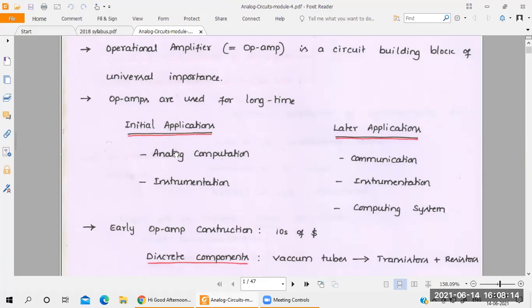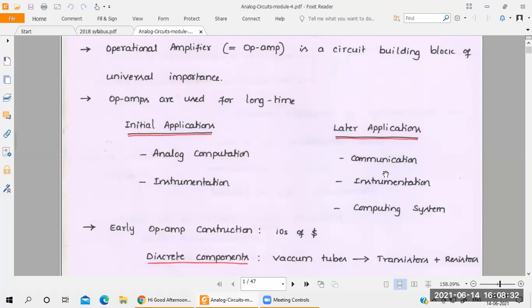So for this application, we can use the op-amp. If you use the op-amp here, we can go for higher reliability. For a long time, we can use the ICs for these applications. Next, there are some more applications of the op-amp, which are those here. We can use it for the communication system.